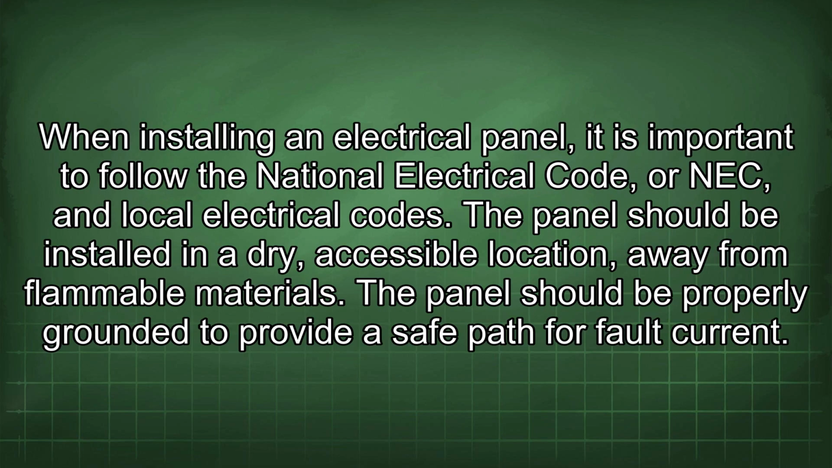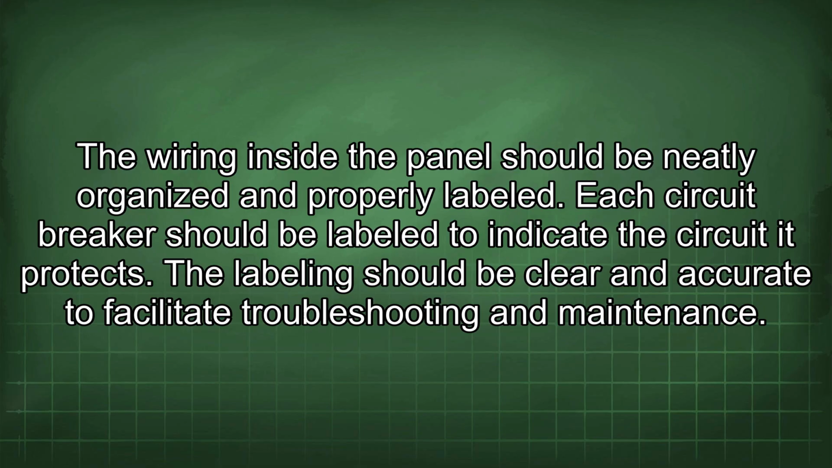When installing an electrical panel, it is important to follow the National Electrical Code, or NEC, and local electrical codes. The panel should be installed in a dry, accessible location away from flammable materials. The panel should be properly grounded to provide a safe path for fault current. The wiring inside the panel should be neatly organized and properly labeled.